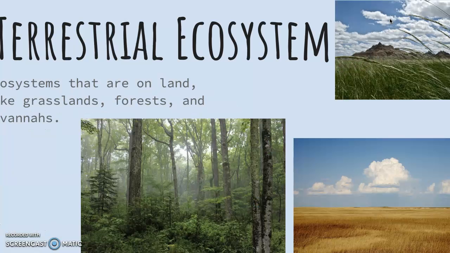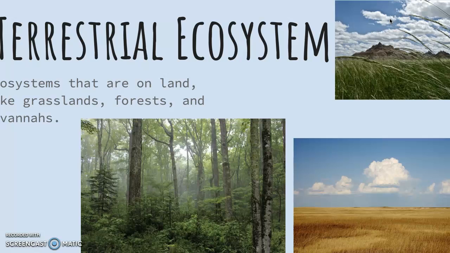That takes us into different types of ecosystems. One of the types of ecosystems is a terrestrial ecosystem. Those are ecosystems that are on land, so those would be like grasslands, forests, savannas, anything with the ground. So we can see some examples of those ecosystems over here.